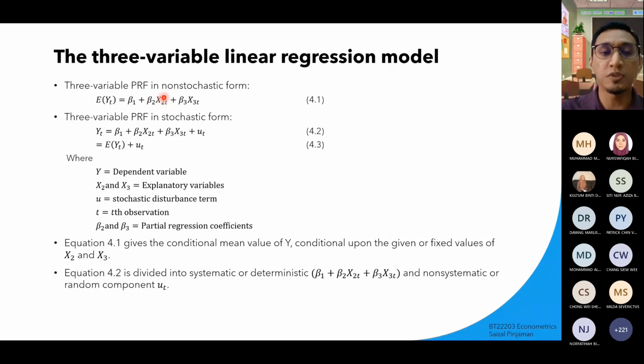So to be more specific, in equation 4.1, we have two independent variables. So this is the simplest form of a multiple regression model, where we have three variables, two independent variables and one dependent variable represented by y here. Okay, so to make it easier for you to understand, we select three variables. But of course, in reality, we may have more than that.